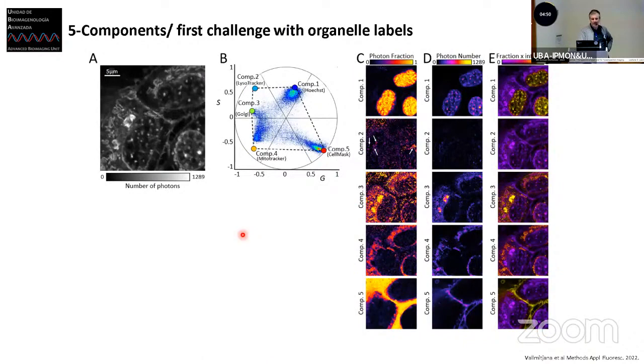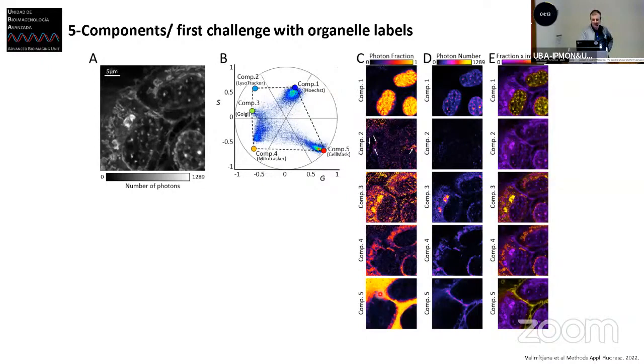So the first challenge that we did was basically co-labeling with five dyes. And you can see here, well, this is Hodge, and this is LysoTracker, and then Golgi, MitoTracker, and CellMask. And you can see that there are some pure pixels here in each component, but some of them have a little bit of each component. So with the algorithm, we can generate the fraction of photons for components 1, 2, 3, 4, and you already start to see that this belongs to the nucleus, this belongs to the lysosome, this belongs to the Golgi apparatus, this belongs to the mitochondria, and this to the plasma membrane.